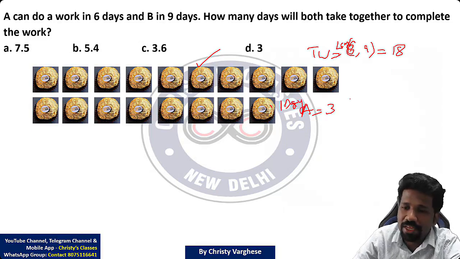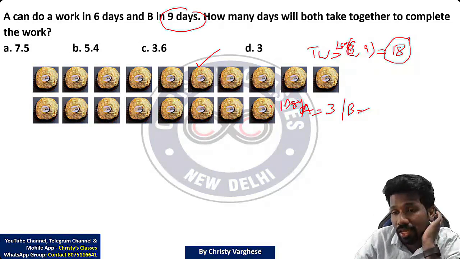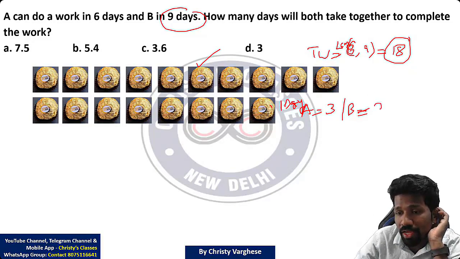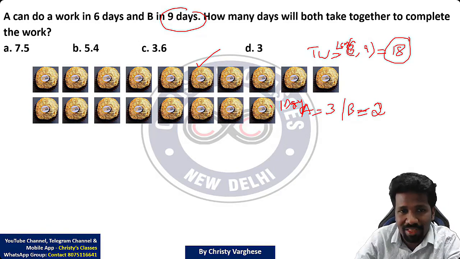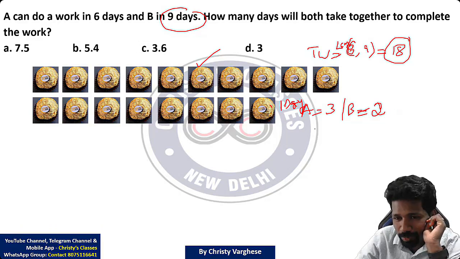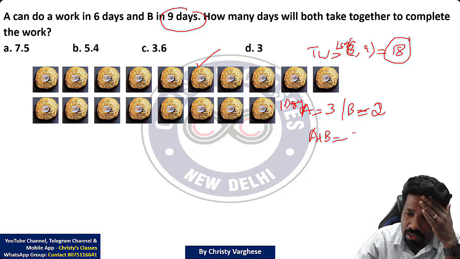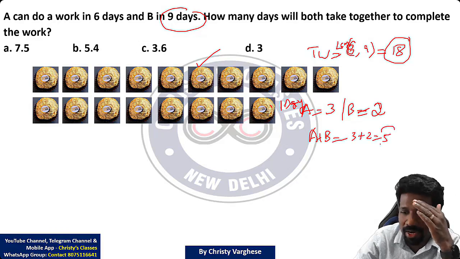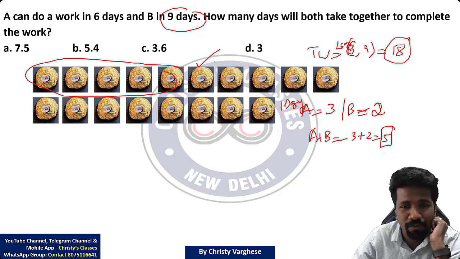B will eat 18 chocolates in 9 days. So in 1 day, 2 chocolates, because 9 into 2 is 18, or mathematically speaking 1/9 into 18, that is 2. Now A and B together are doing this work. A plus B, 3 plus 2, 5 work per day. Now it is logical. 1 day 5 chocolates.